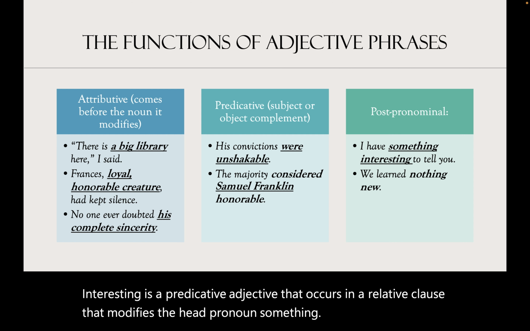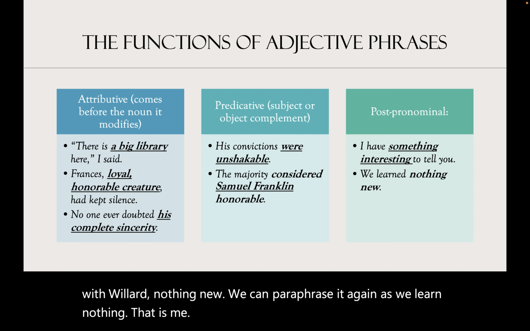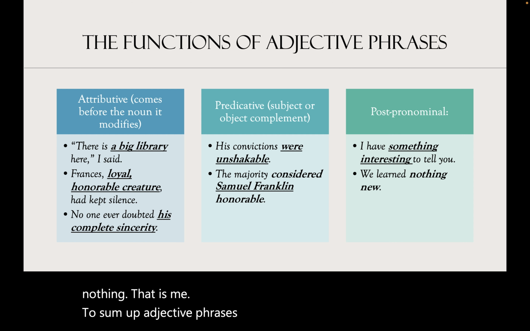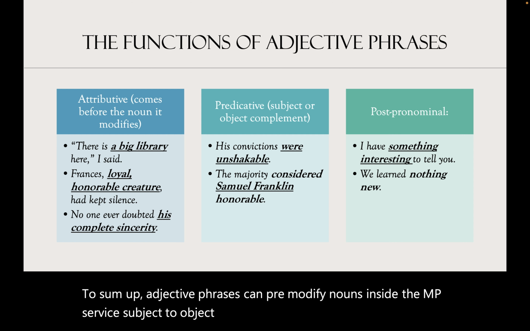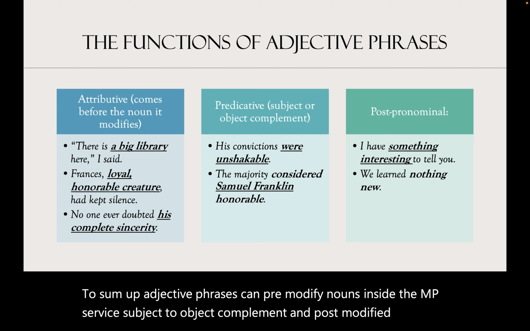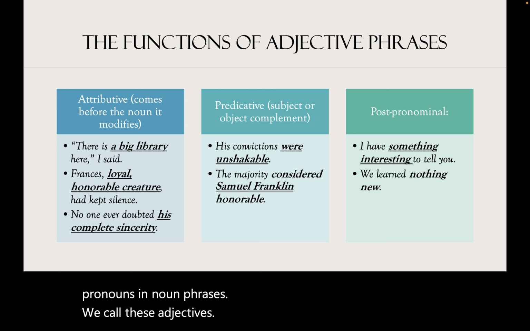We observe a similar phenomenon in the phrase nothing new, as in "We'll learn nothing new." We can paraphrase it again as "We'll learn nothing that is new." To sum up, adjective phrases can pre-modify nouns inside the NPs, serve as subject or object complements, and post-modify pronouns in noun phrases. We call these adjective phrases, respectively, attributive, predicative, and post-nominal.